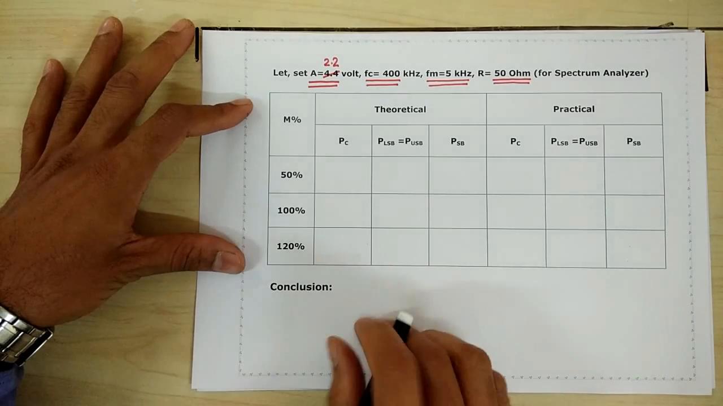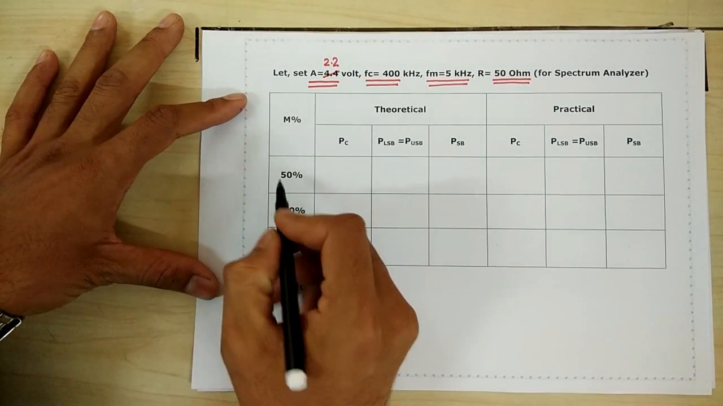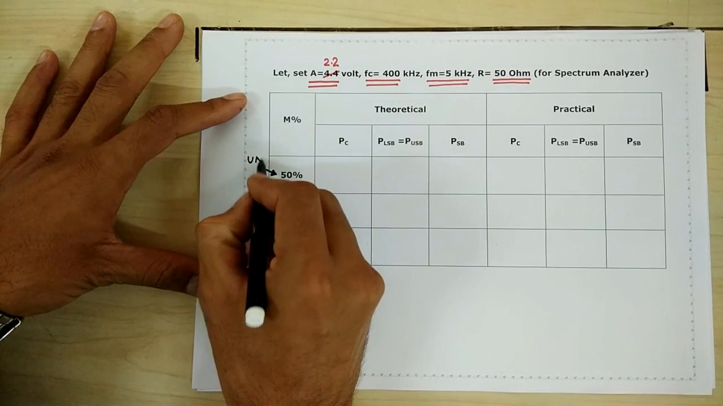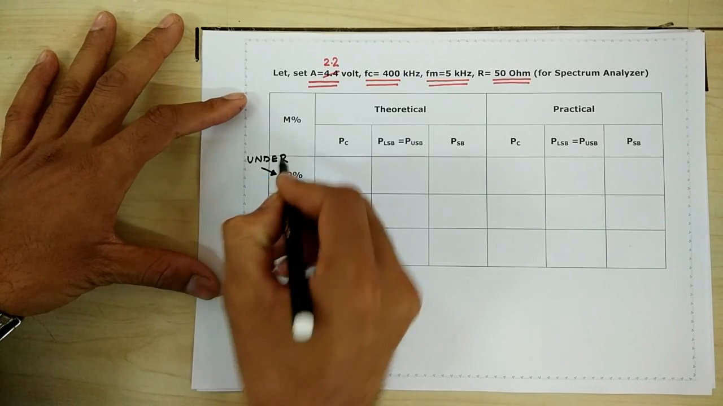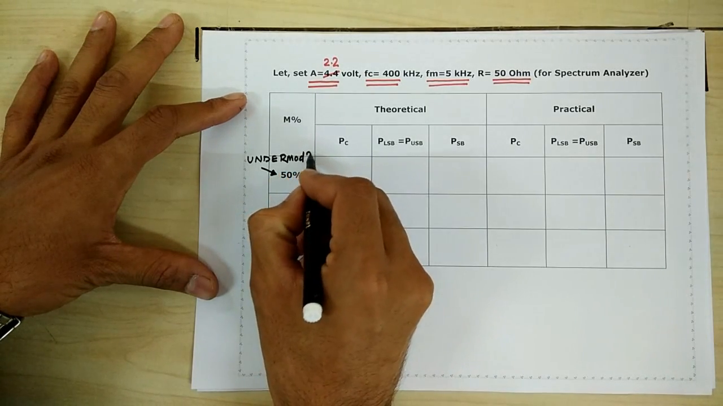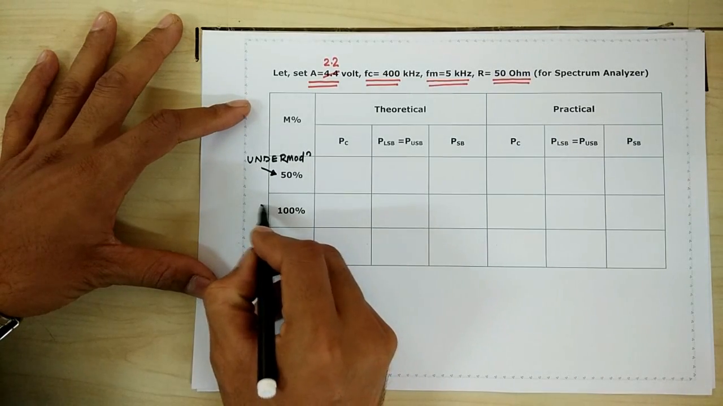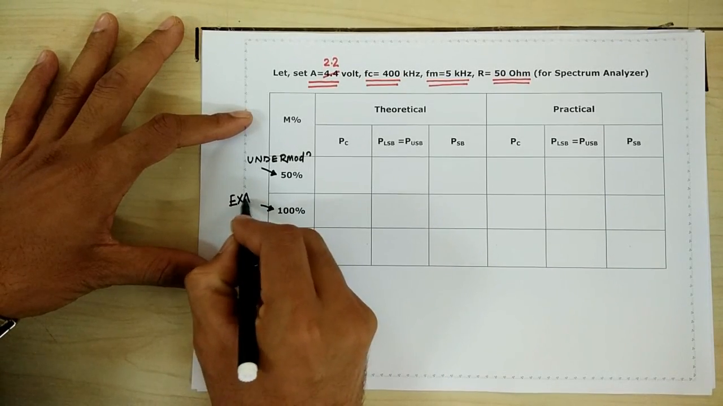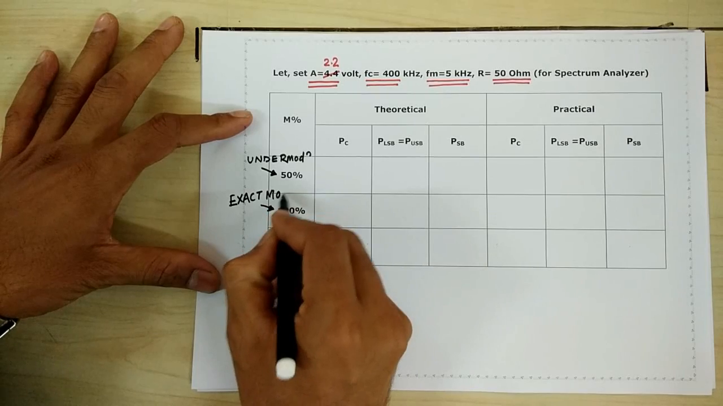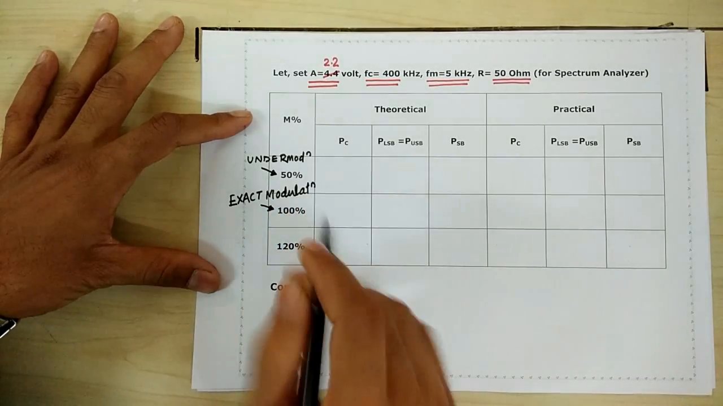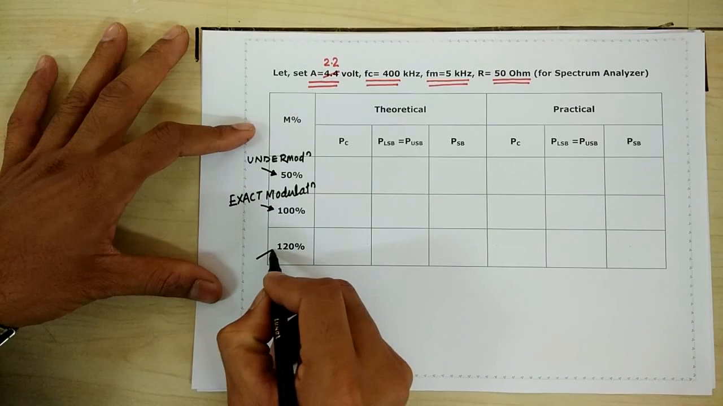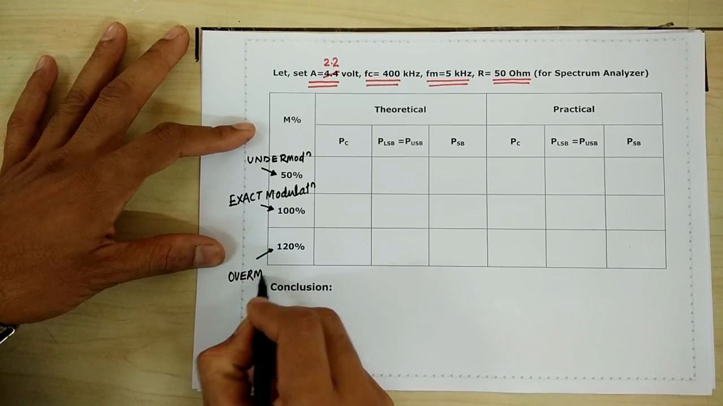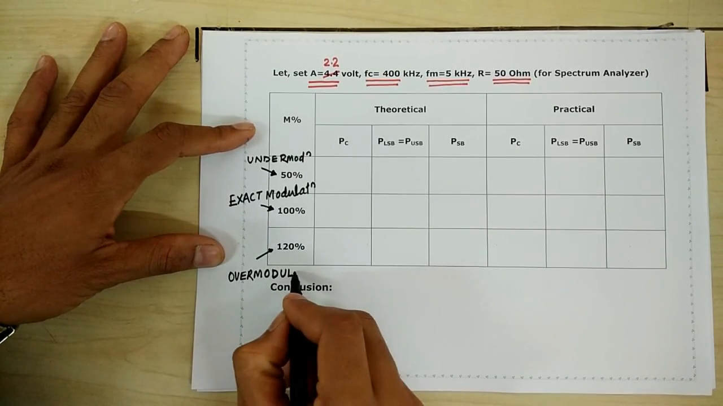We are going to calculate the powers for different modulation indices. This is the first case that we are taking, modulation index of 50%. This is my under modulation case. Second is 100%, which is nothing but exact modulation. So this is my exact modulation case, and the third case that we are going to see is the over modulation case.